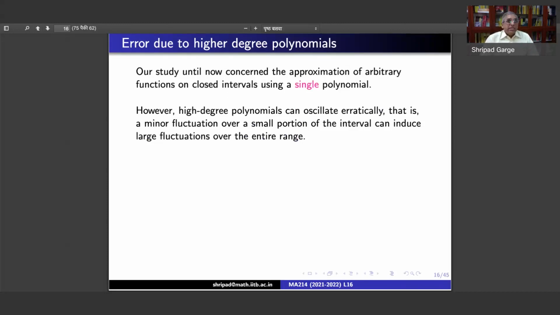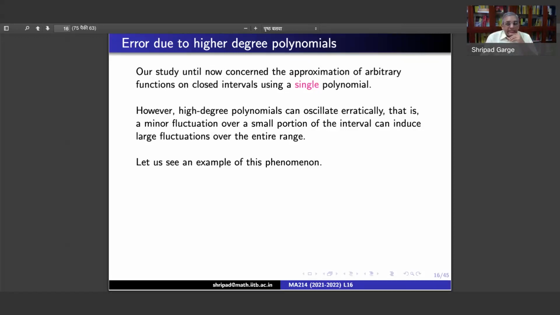What this means is that whenever you have a small change in your function values, there are high degree terms in the polynomial. Therefore, the value of the polynomial can change in a big way. There might be large fluctuations over the entire range. This is what happens when you have a high degree polynomial interpolating your given function, which we are trying to use to approximate the given function.